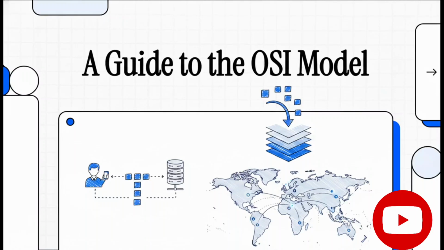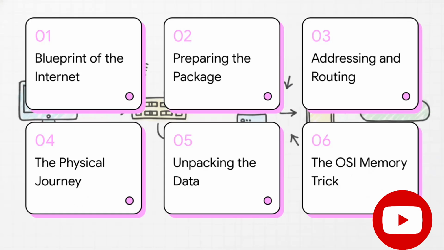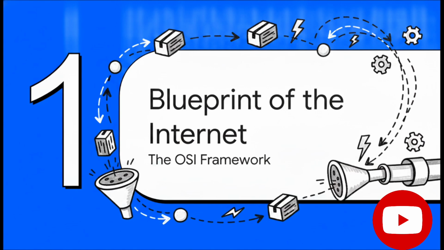Email or pull up a web page, millions of invisible operations are happening in the literal blink of an eye. So today, we're going to map out exactly how that digital magic works by breaking down the framework that makes global connectivity possible. To get there, we'll be following a single package of data through 6 key steps. We'll start with the blueprint of the internet, then cover preparing the package, addressing and routing, mapping out the physical journey, unpacking the data, and finally, I'll share a really handy OSI memory trick to help you retain the whole shebang.